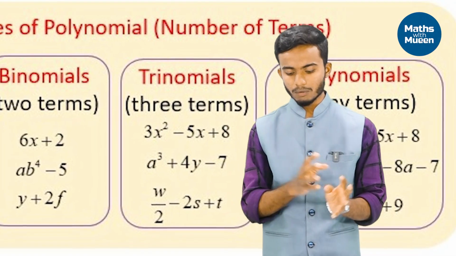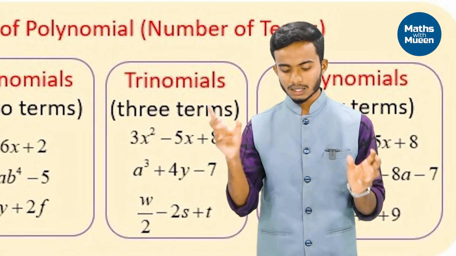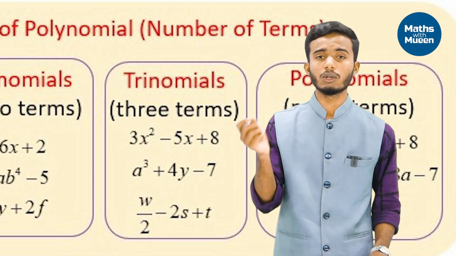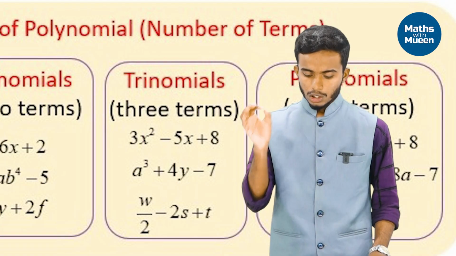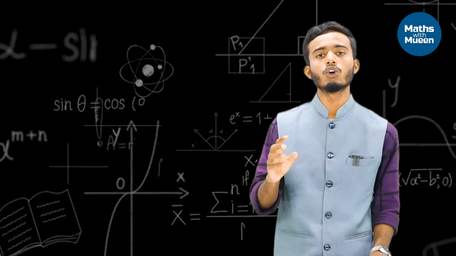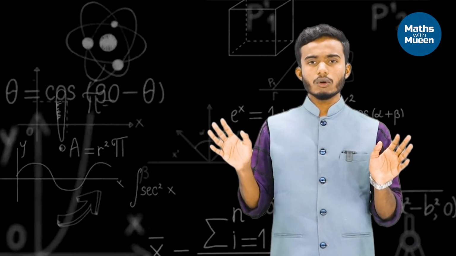For the trinomial, we have 3 terms, that is 3x square minus 5x plus 8. These are the 3 terms. And for polynomials, more than 3 terms. How can you define polynomials? Expressions with more than 3 terms are called polynomials. So you have seen this one.